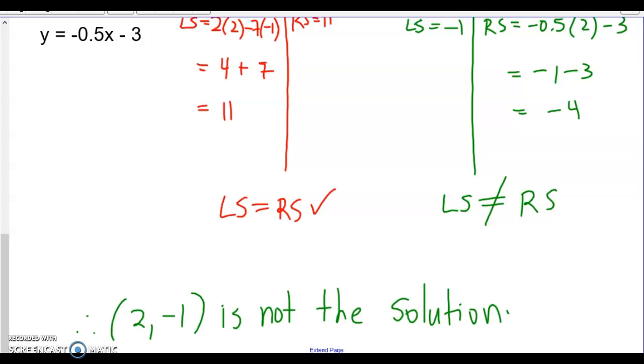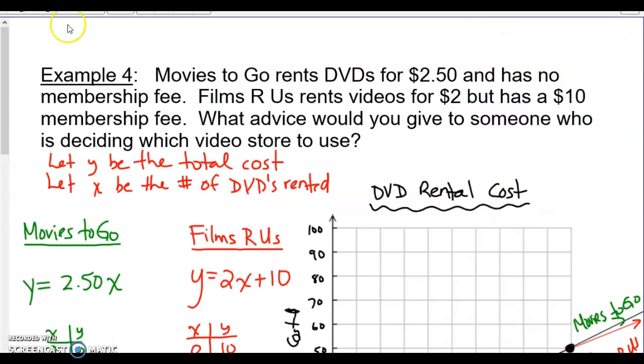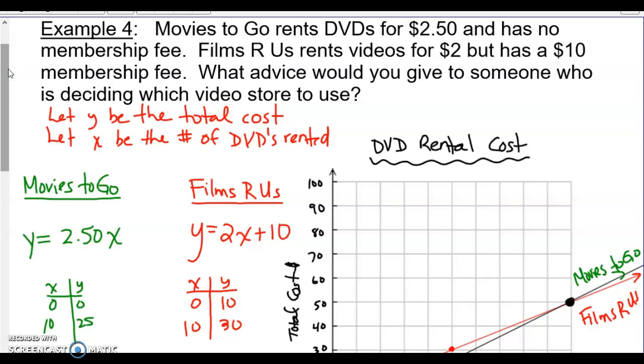And let's look at our last example for today. Example 4. Movies to Go rents DVDs for $2.50 and has no membership fee. Films R Us rents videos for $2 but has a $10 membership fee. What advice would you give to someone who's deciding which video store to use?